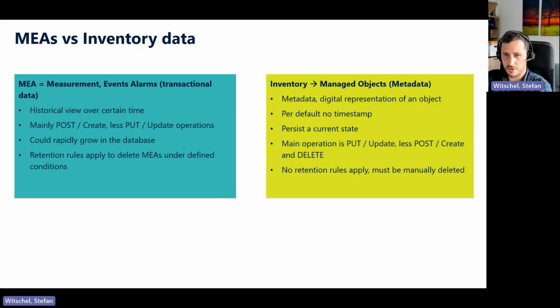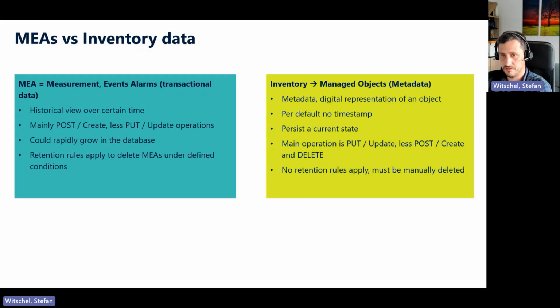The main goal of a managed object is to persist a current state. So if you have a device object, then this device object should be a digital twin of your device with all the states coming from that device. Is the device online or offline? What kind of firmware is on that device? What kind of software is on that device? Which hardware revision is this device on? This is all persisted in the managed object, and all other data you can think of.